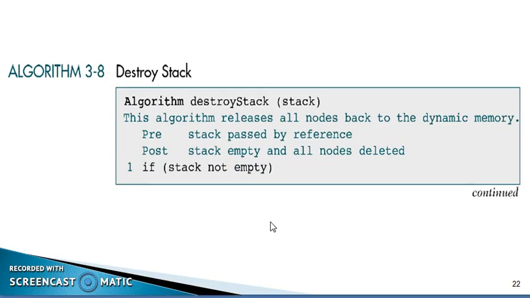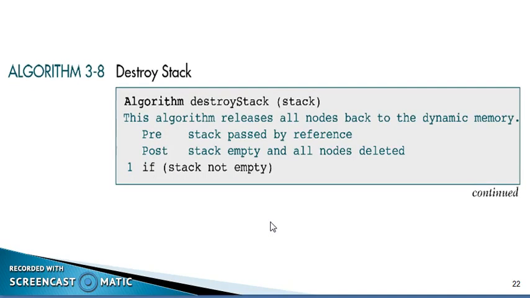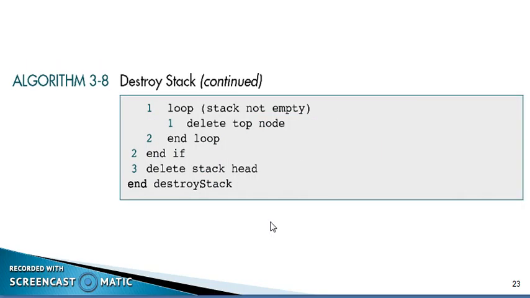Obviously, as I said, after completing the operations of the stack, we must delete the memory space. So here destroy stack is used to release all the nodes back to the dynamic memory. So initially, if the stack is not empty, then check it and delete the top node and delete the stack head. That's it.